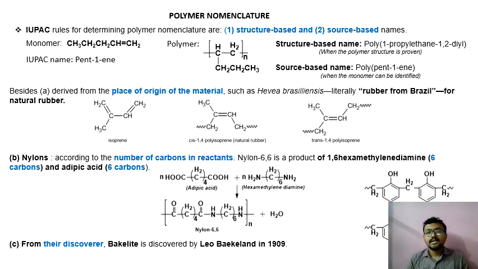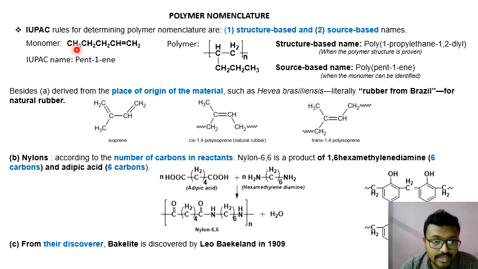Next is the nomenclature of polymer. A polymer molecule can be named. There are two types of nomenclature: one is structure based nomenclature, another is source based nomenclature. First of all, let us look at structure based nomenclature.